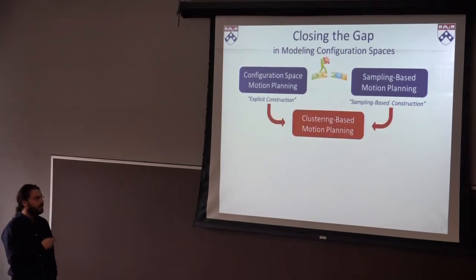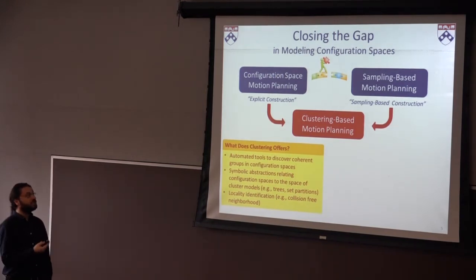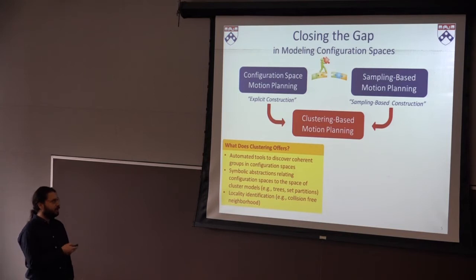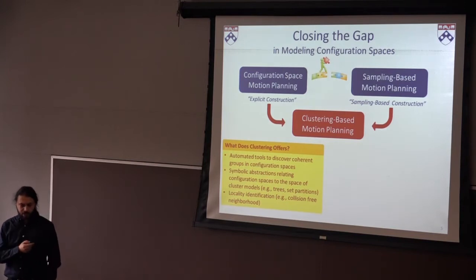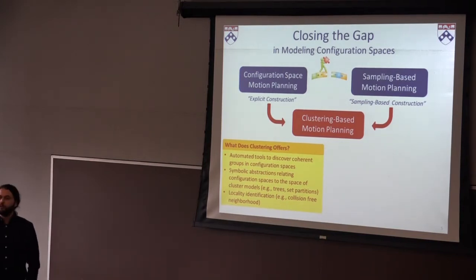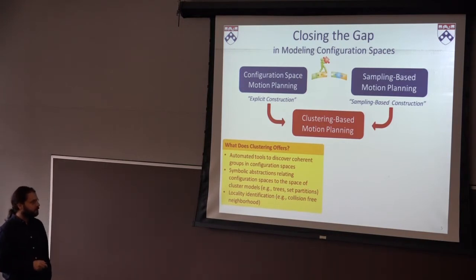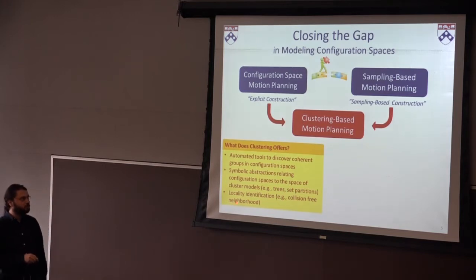And from that perspective, I believe that clustering provides some automated tools to discover coherent groups in configuration spaces. Also, they give tools, for example, symbolic abstraction relating continuous configurations with the space of clustering models, including clustering hierarchies or set partitions, and these objects also come with other mathematical properties. The other application can be: can we define locality based on some unsupervised learning algorithm? This can be a useful tool for collision-free neighborhood identification.